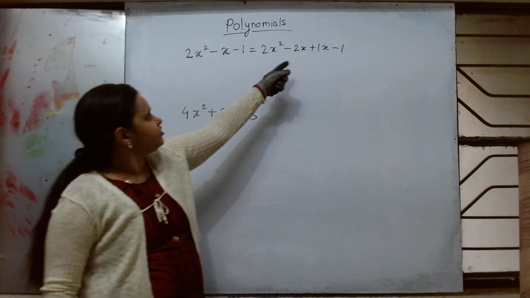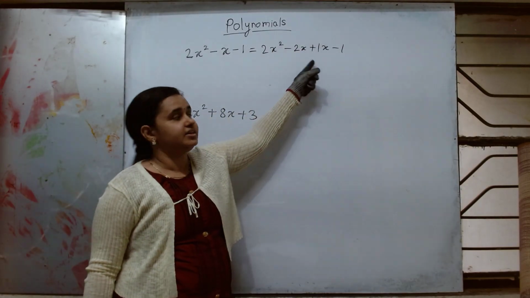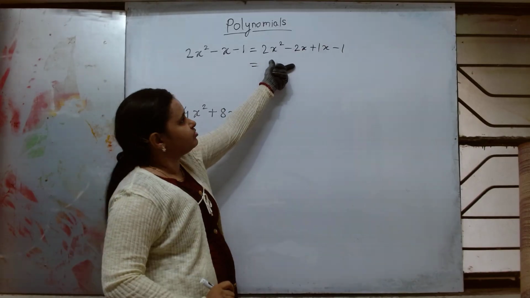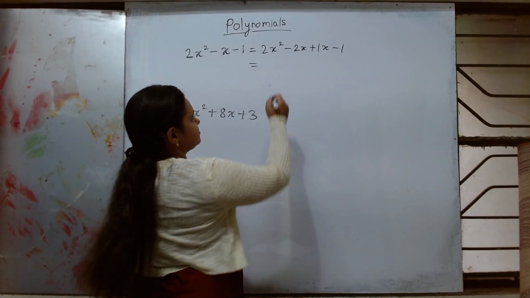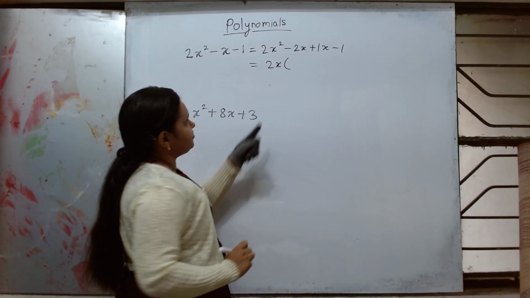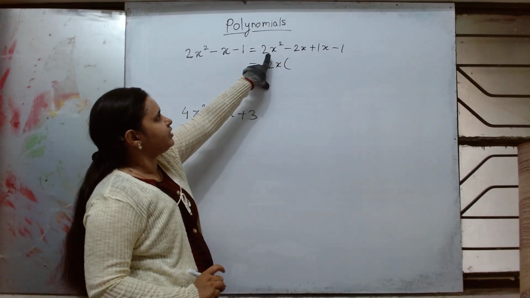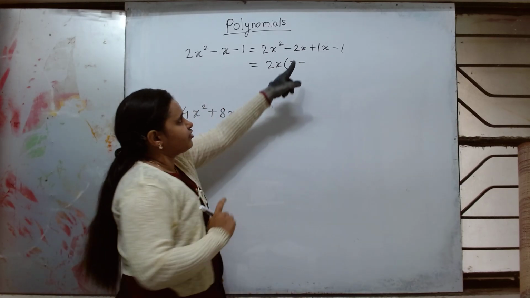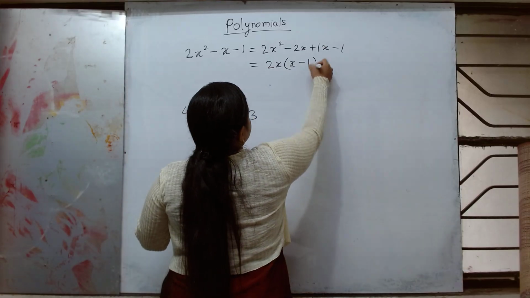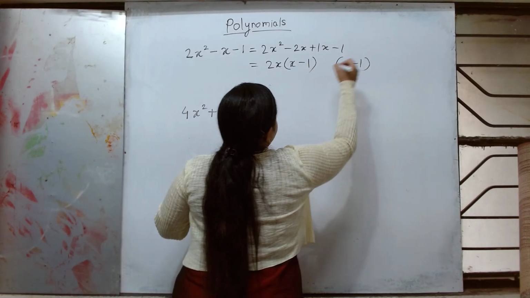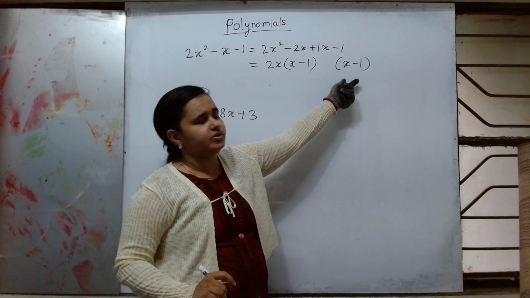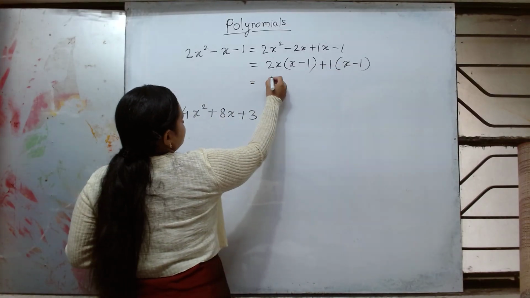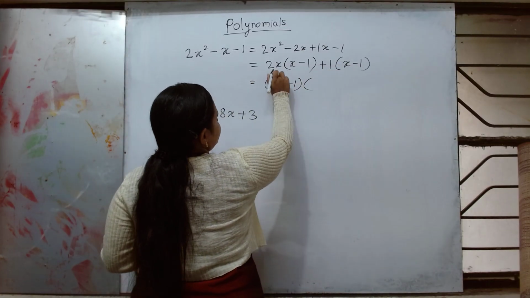Got it? Minus 2 into 1 is minus 2, and minus 2 plus 1 is minus 1. So we will again take common from the first two terms. Common is 2x. If we take 2x common from the first term, only x is remaining, so it will be x. If we take 2x common from the second term, it will be only 1. Now in the second bracket, it will be x minus 1 and common is only 1. Now the factors are x minus 1 and 2x plus 1.